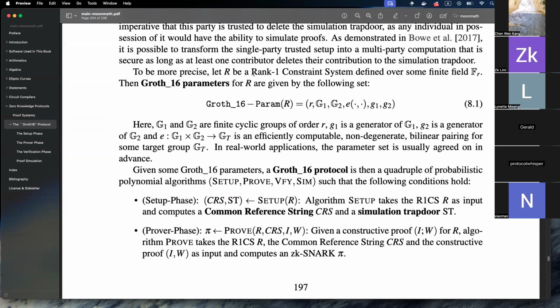So for Graph 16, recall we have something called rank 1 constraint system, R1CS, right? R1CS is something we talk about when we talk about circuits, when we talk about representing the program in circuits itself. So R1CS allows us to convert programs into, essentially, polynomials.